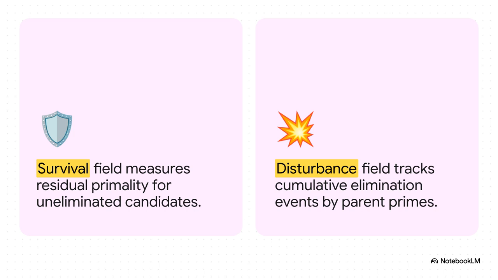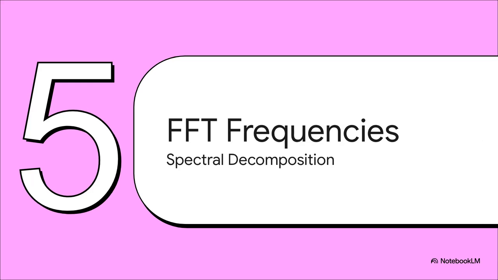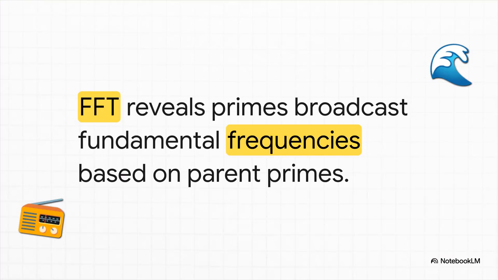As we move infinitely down the number line, survival decays and disturbance grows, and it does so deterministically. Those parent primes sweep through the Mod 30 blocks, striking their targets in a perfectly predictable periodic rhythm. Which takes us to Section 5, seeing primes through FFT. If this is truly a mechanical engine, we should literally be able to measure its vibrations, right?